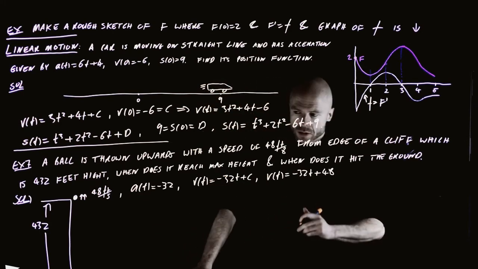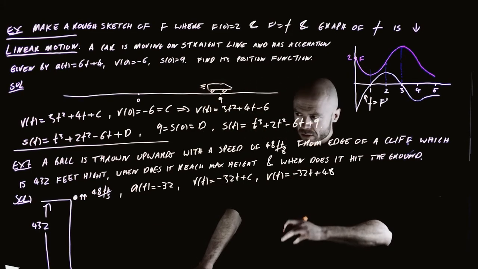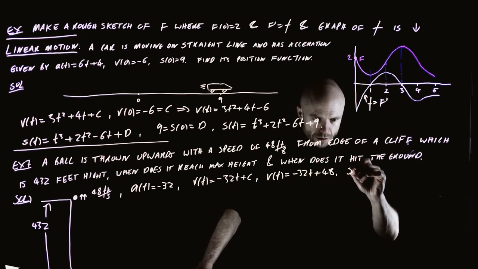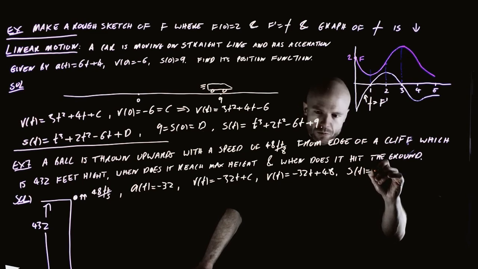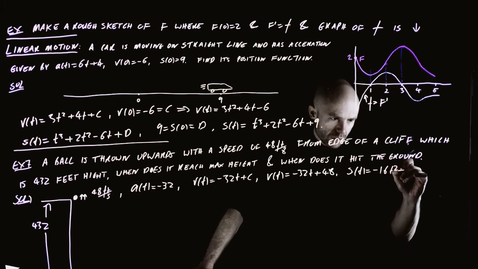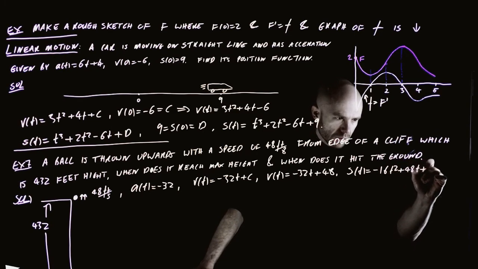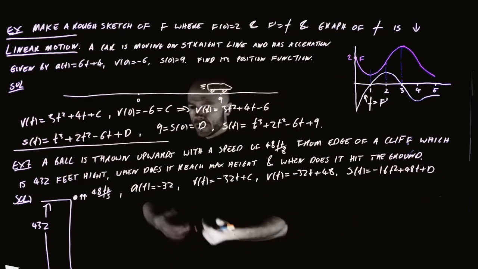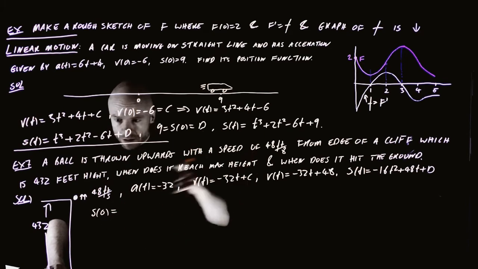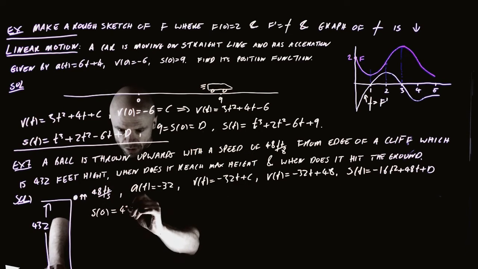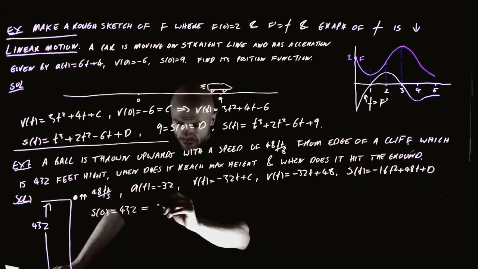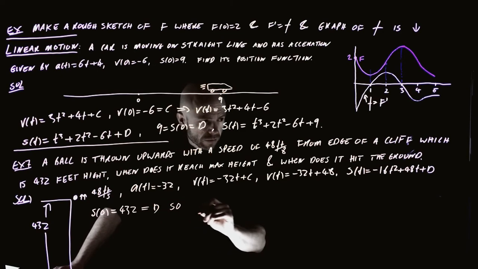Okay, so that is velocity, and then we go from velocity to position, s of t. If we find the antiderivative of this, we have minus 16t squared plus 48t plus a constant d, and again we stick in the initial values. s of 0 is equal to this 432 feet here, so 432. That's also equal to, when you put t equals 0 into this, just d, so that gives us the entire function.